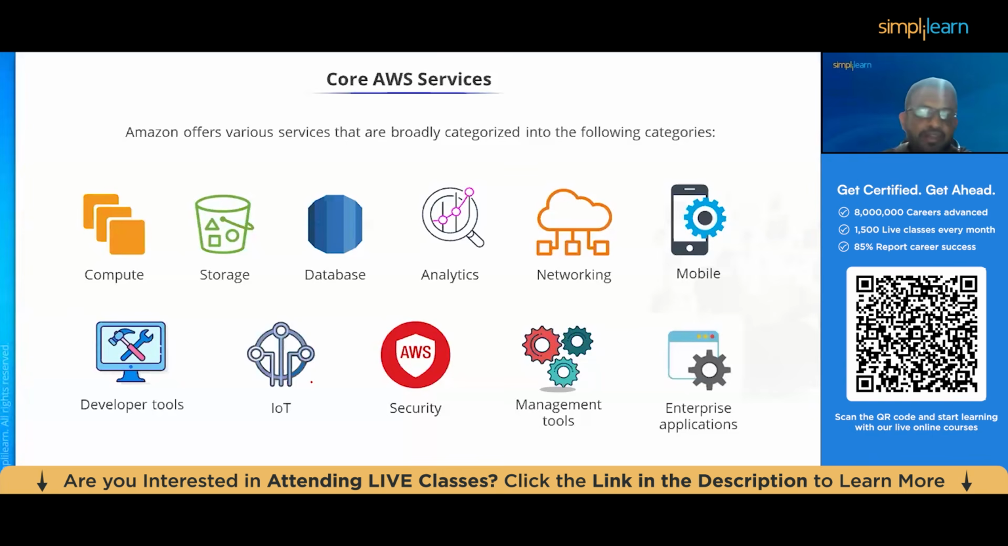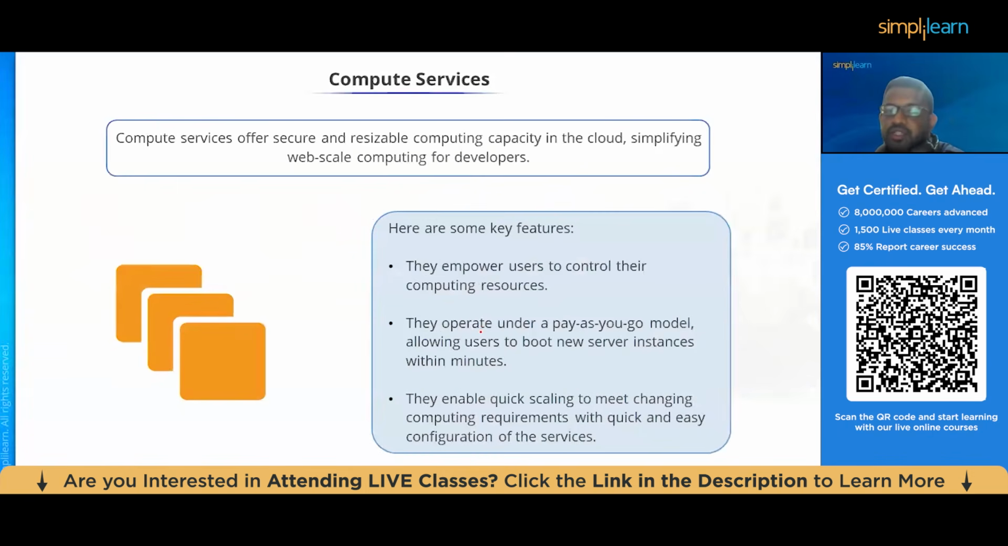Now, let me take you to the core AWS services. Here you can see compute, storage, database, analytics, networking, mobile, developer tools, IoT, security, management tools, enterprise application, right? Now, folks, here I have one popular core service called compute. So what is compute? How will you define this term? Compute is all about processing, right?